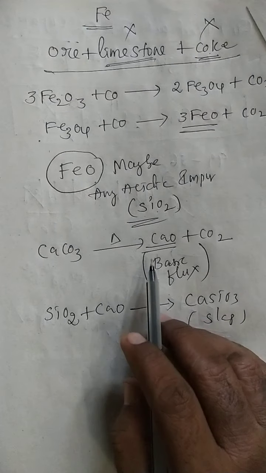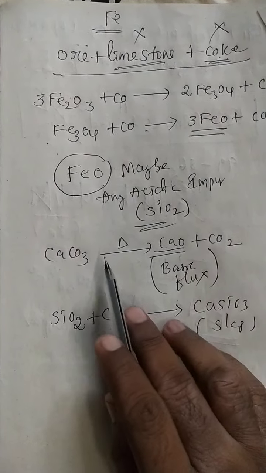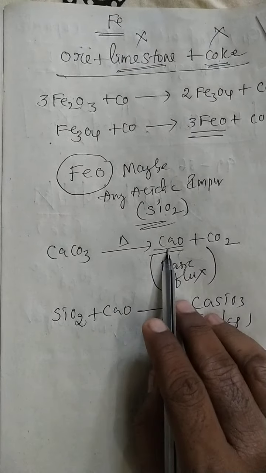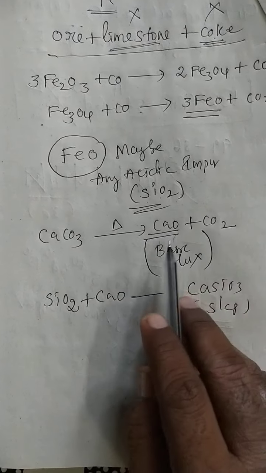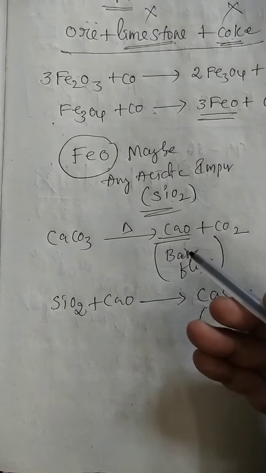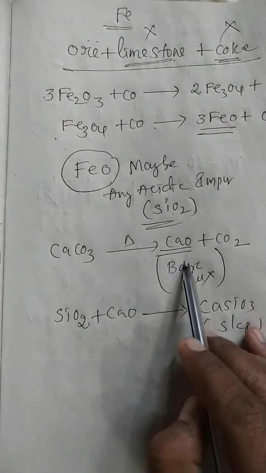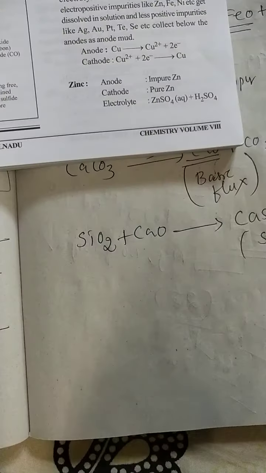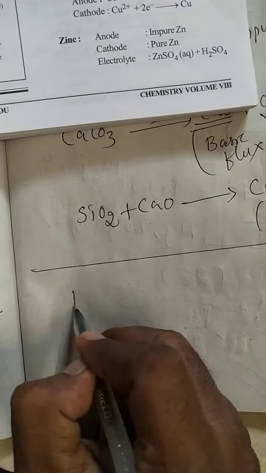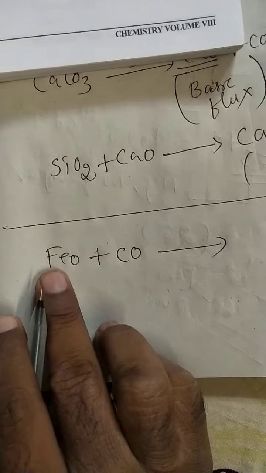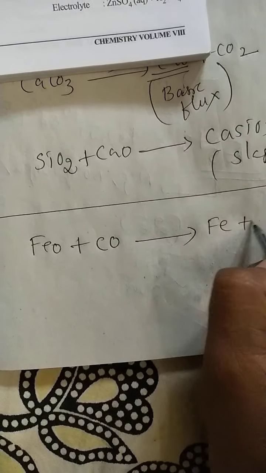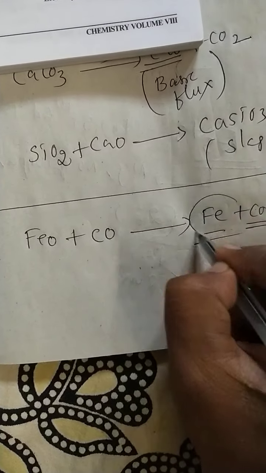The limestone is converted into calcium oxide and carbon dioxide. If any acidic impurities are present, the calcium oxide removes them as slag. This is the work of limestone. And the last and final step is, already you obtain pure FeO. After that carbon monoxide reacts with this FeO. So finally Fe plus carbon dioxide is formed.